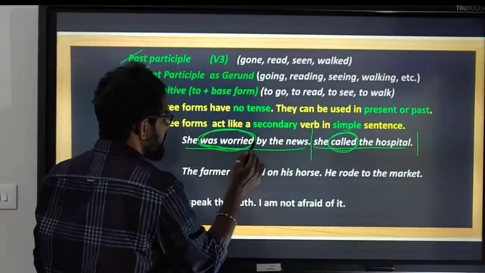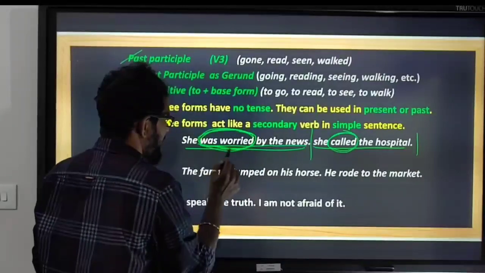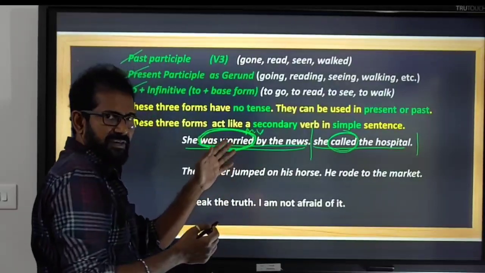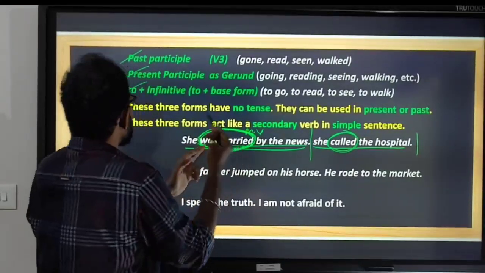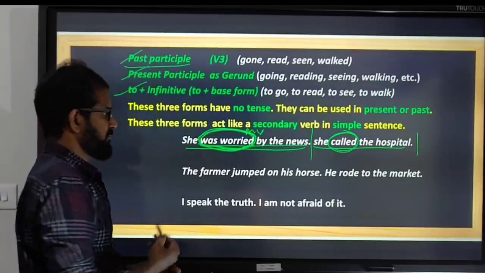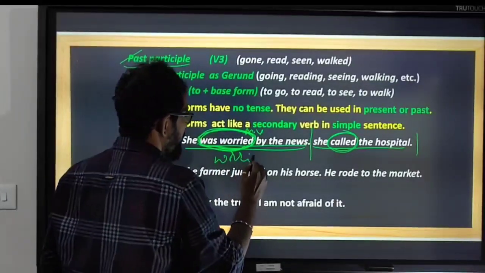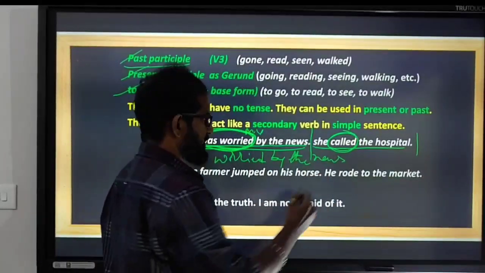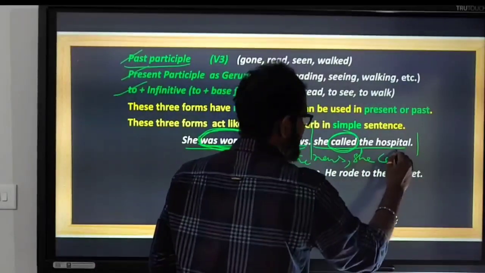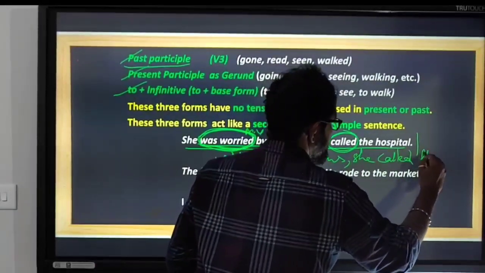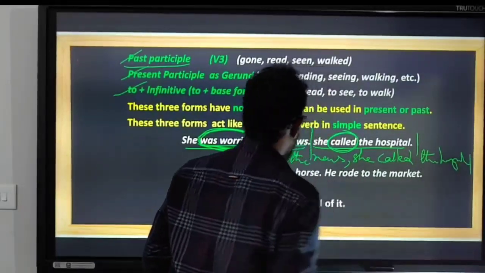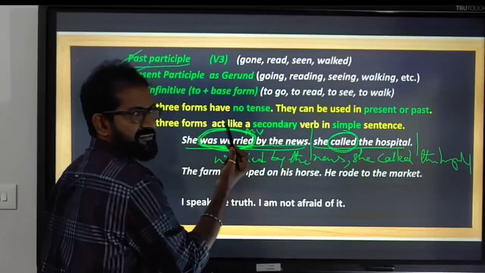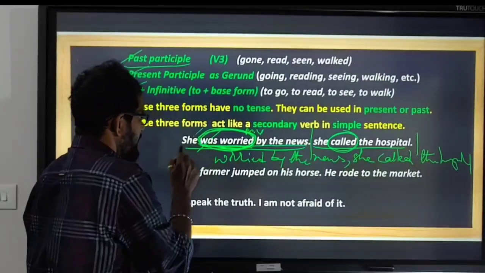Look here. She was worried by the news. It is a passive form. The main verb was worried is in a passive form. So when it is a passive form, we use past participle. Then we write: worried by the news, comma, she called the hospital. Worried by the news, she called the hospital. So if the verb is in the passive form, then we just remove the helping verb and then the subject.